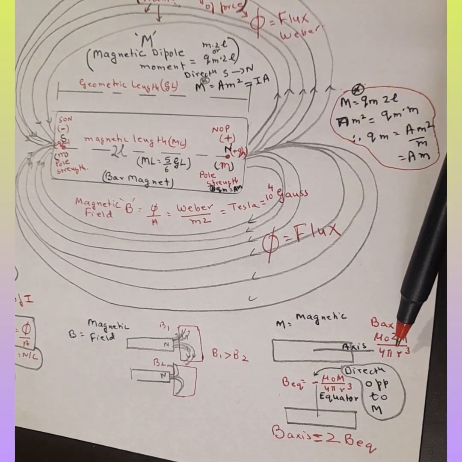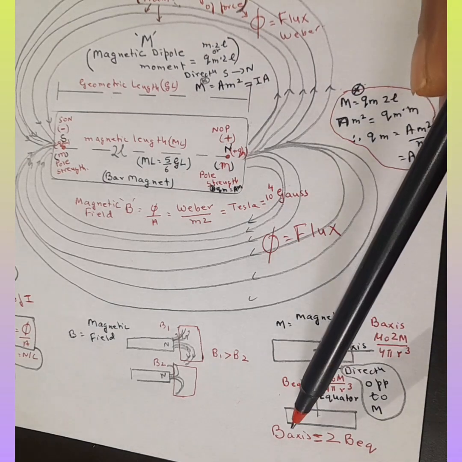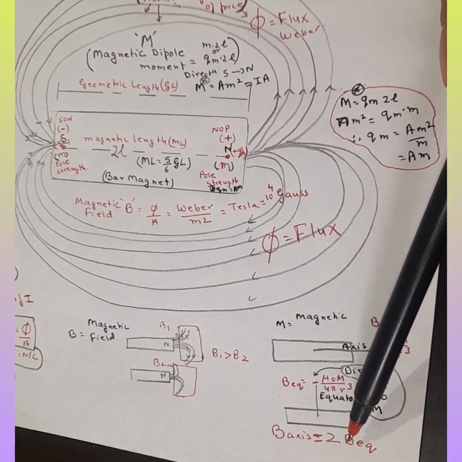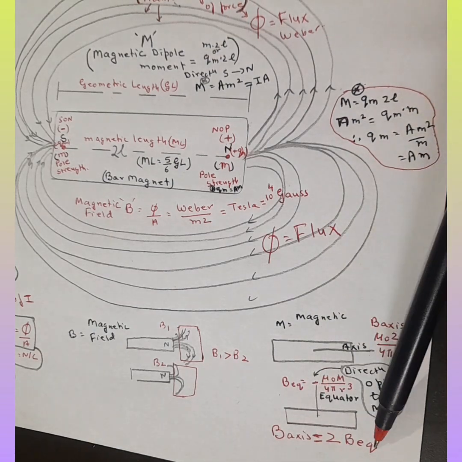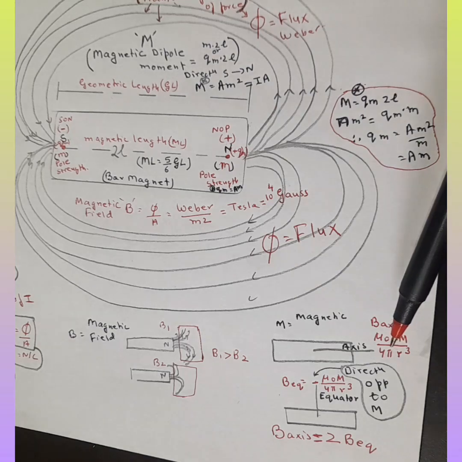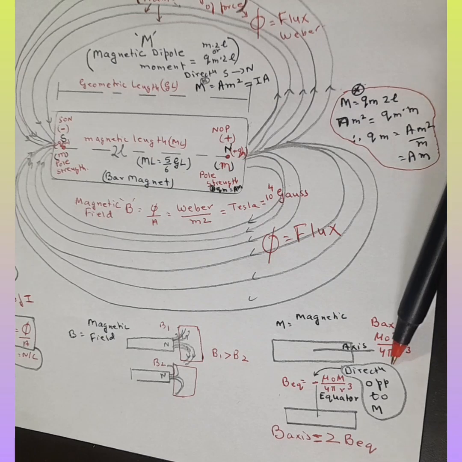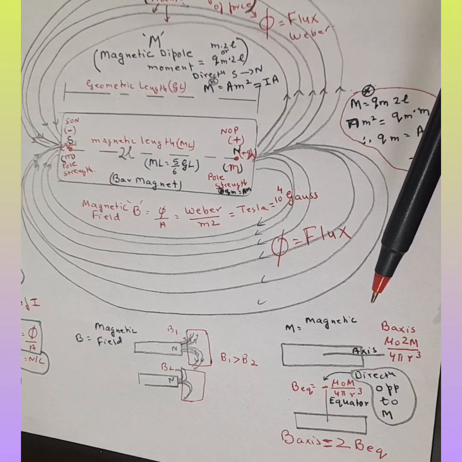Another thing that you observe is here you have 2M, here you have just simple M. So the relationship between B axis and equatorial is B axis is equal to twice B equatorial. Another thing if you observed is mu 0 upon 4 pi. Mu 0 upon 4 pi is the proportionality constant in case of magnetism. Whenever we are talking about electrostatics, the proportionality constant is 1 upon 4 pi epsilon naught.